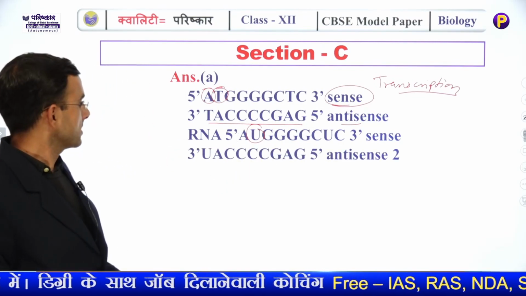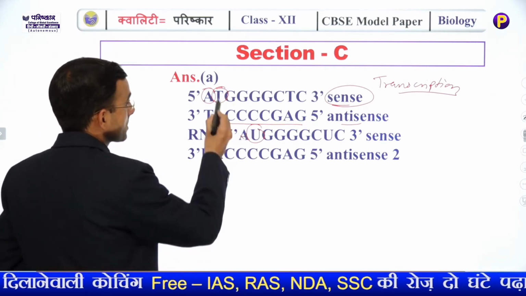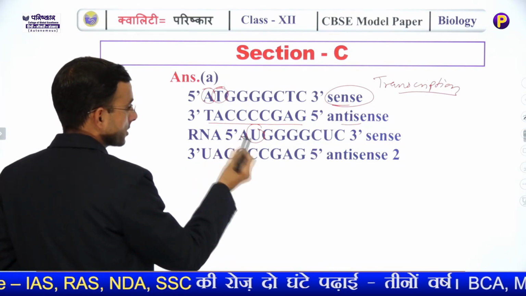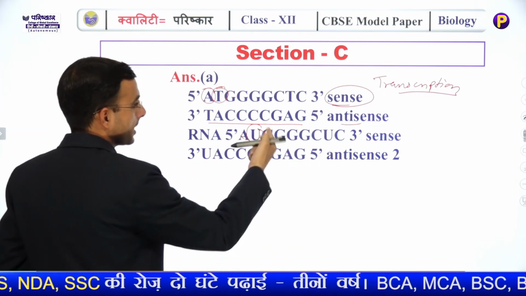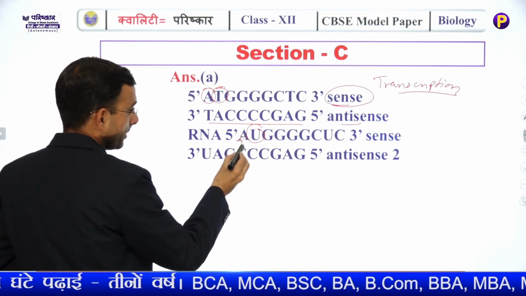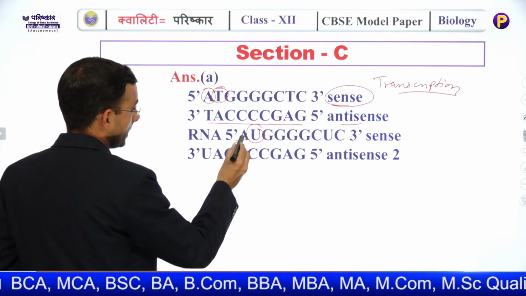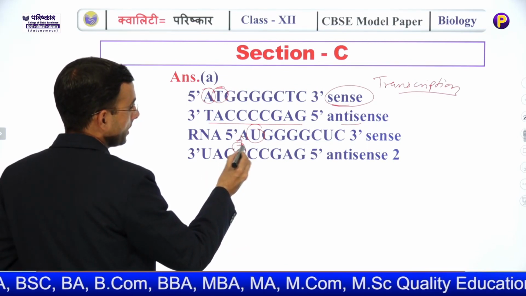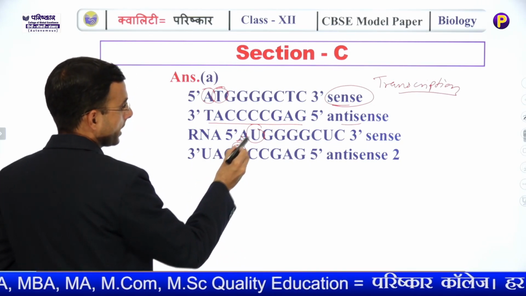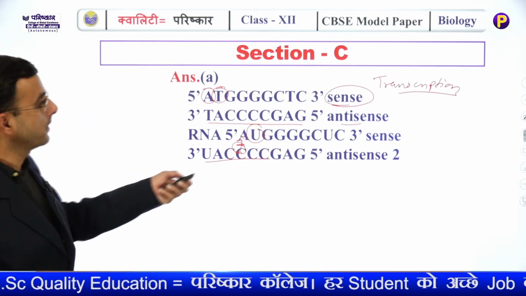Now change the sequence. Because in RNA, instead of thymine, uracil is present, you have to change this. If you are making the antisense strand of this one, T is always paired with A, and A is always paired with T. So in place of thymine, uracil is present, and you have to convert this one into the antisense strand of the RNA.